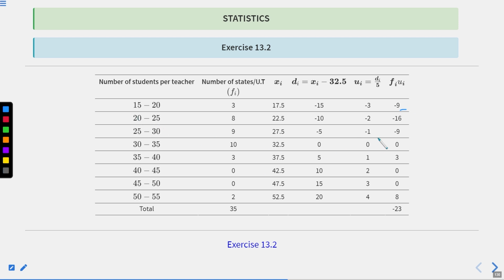And for this class here, xi is 22.5, di is minus 10, ui is minus 2, and fiui is minus 16. And for this class, di is minus 5, ui is minus 1, and fiui is minus 9. And for this class, di is 0, ui is 0, and fiui is also 0. And for this class, di is 5, ui is 1, and fiui is 3. And for this class we have di is 10, ui is 2, and fiui is 0.